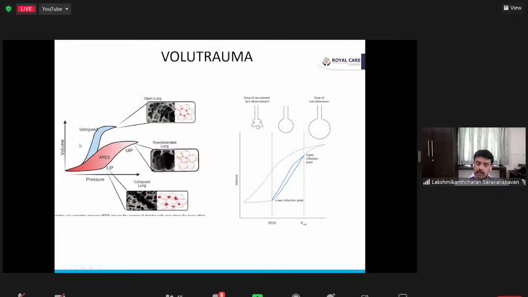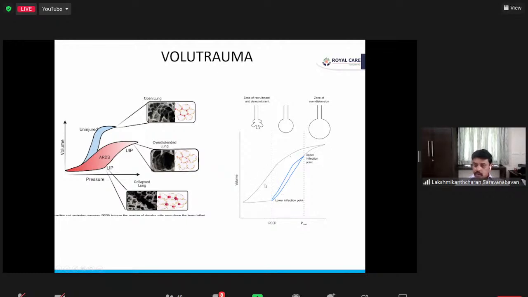So this is the pressure volume curve which we usually speak about when we talk about the compliance problem in a lung. This is your normal pressure volume curve. What we call it as a hysteresis. That is, there is a part of the waveform where this is your inspiratory part of the waveform, and this is your expiratory part of the waveform.